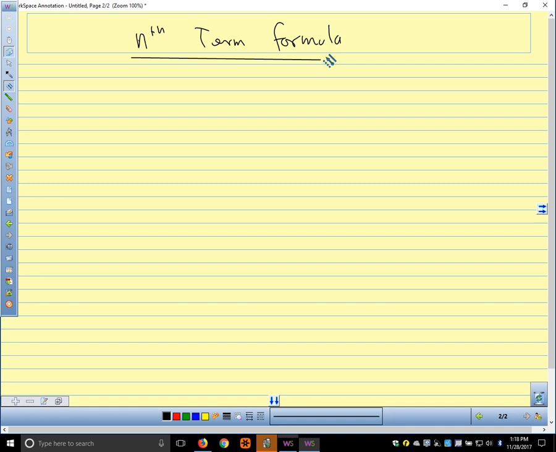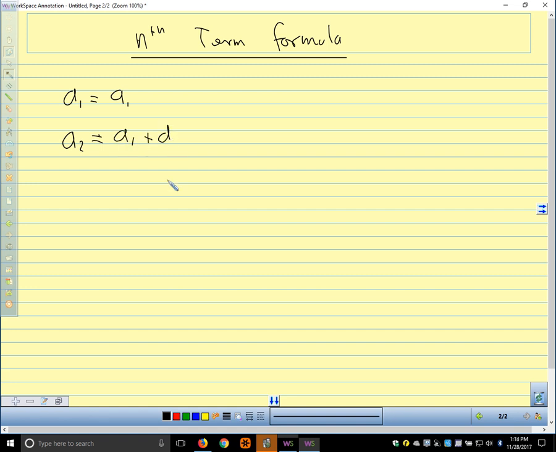And this is easy enough that we're going to figure this formula out. We are. And at the end, you'll all say, hey, that was easy. A sub 1 is just A sub 1. You just start with some first term. A sub 2, we get the next term by adding the common difference to the first term. A sub 3 is A sub 2 plus D, but A sub 2 is A sub 1 plus D, so A sub 3 is A sub 1 plus D plus D, A sub 1 plus 2D.